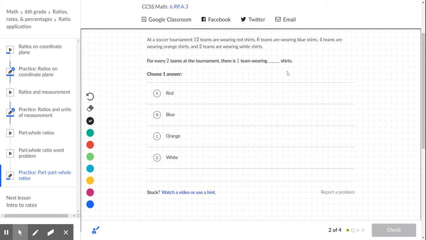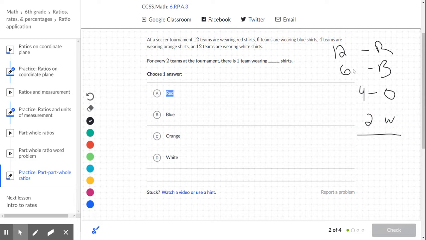This one says at a soccer tournament, 12 teams are wearing red shirts, 6 teams are wearing blue shirts, 4 teams are wearing orange shirts, and 2 teams are wearing white shirts. For every 2 teams in the tournament, there is 1 team wearing blank shirts. So let's see how many teams we have in all. 12 of them are wearing red, let's put an R here for red, 6 of them for blue, 4 for orange, and 2 white ones.